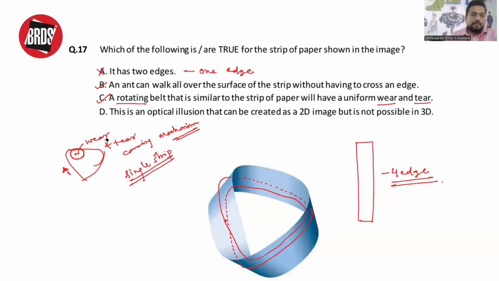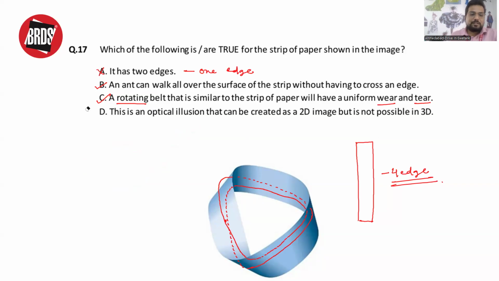And this is an optical illusion that can be created as a 2D image, but not possible in 3D. That will definitely be wrong if you have got option B as the correct one, because if an ant is passing through this particular one without crossing the edge, that means it can definitely be possible to form into the 3D one. So the correct answer for the question would be B and C. And that would be the perfect, correct explanation for this question.